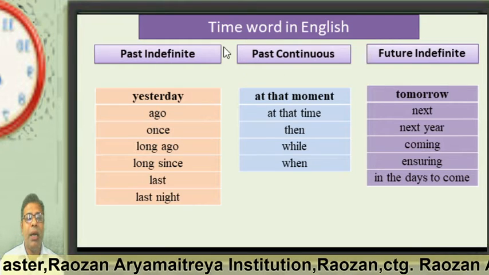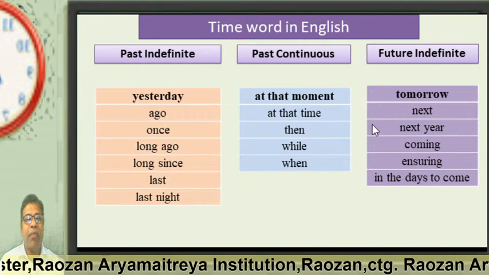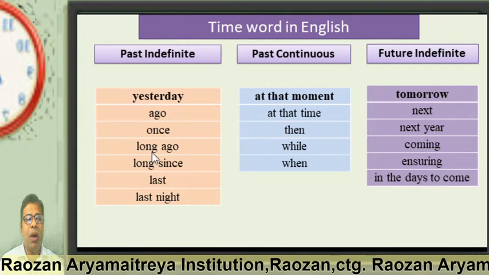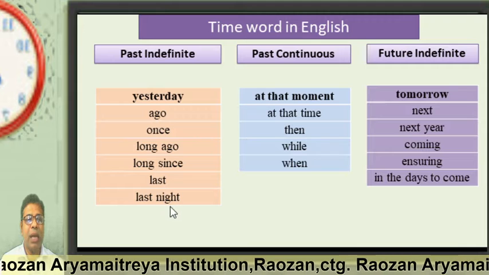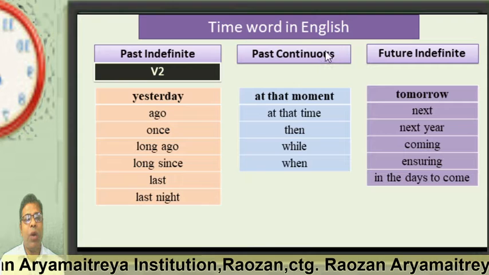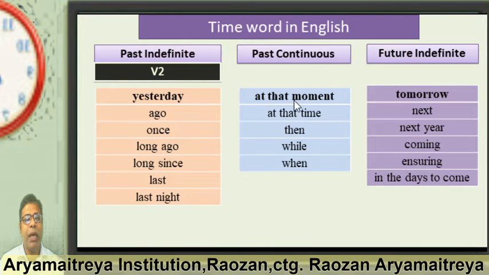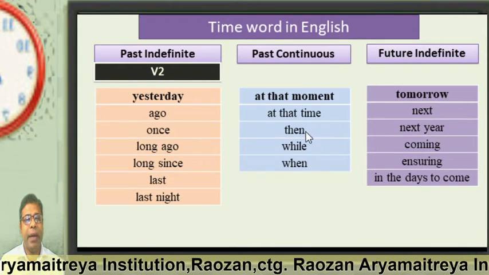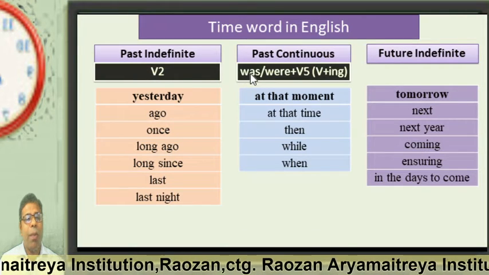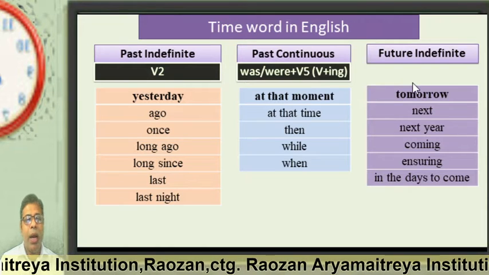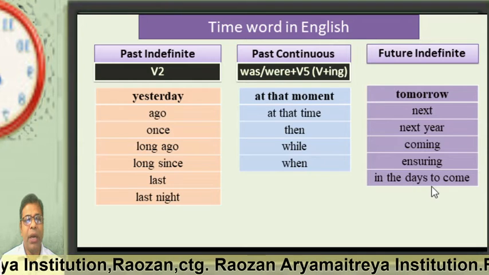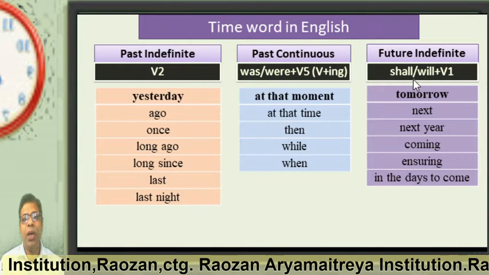And another chart I have written for you. Yesterday, ago, once, long ago, long since, last night: you have to use past indefinite, that means V2. And second one, past continuous: at that moment, at that time, when, while. You have to use past continuous. And tomorrow, next year, coming, in the days to come, future: future indefinite.